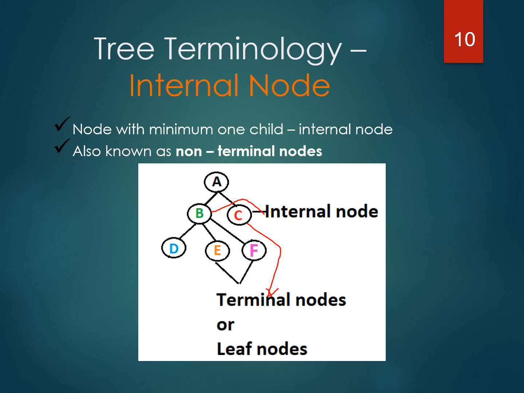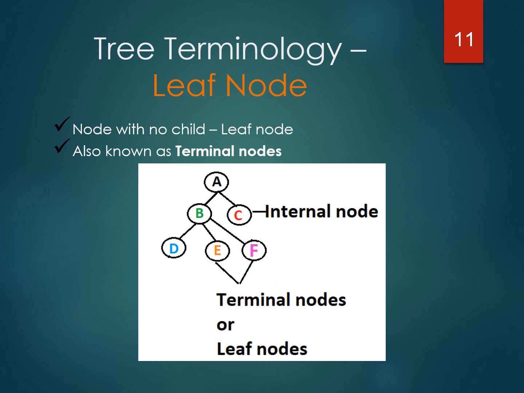Internal node. The node with a minimum of one child is called an internal node. It is also called a non-terminal node. By default, all the leaf nodes are called terminal nodes. Leaf nodes do not have any child, so they are definitely not internal nodes. The other nodes apart from the leaf nodes are called internal nodes.